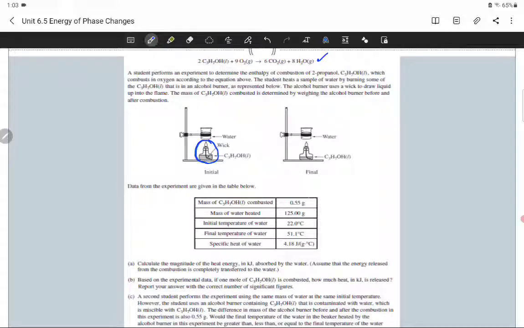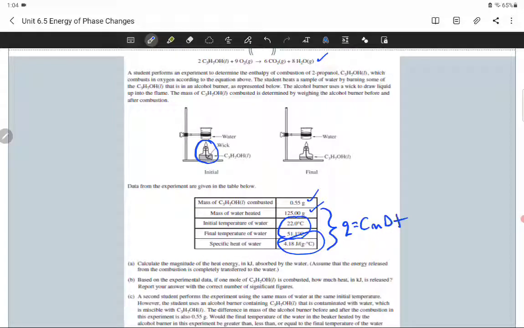Okay, so we have the mass of the combusted propanol. We have how much water was in the beaker. We have our two temperatures, and we have the specific heat of water. So I have no idea what the questions are going to be, but with those items, we could figure out how much energy the water absorbed. And if we know that, we also know how much energy the propanol burning, that system, released.